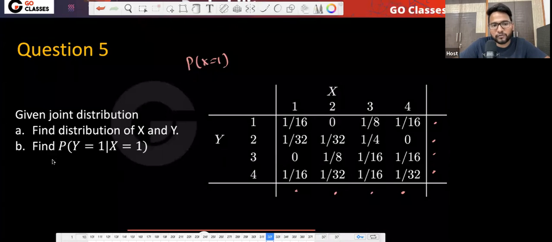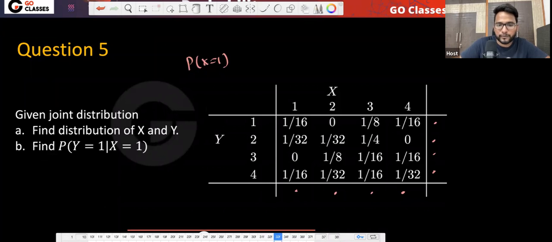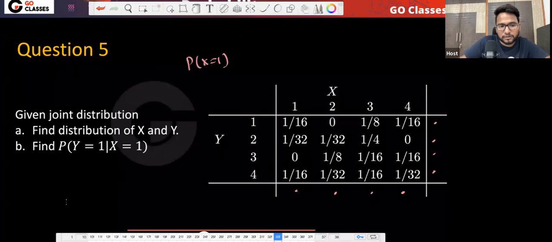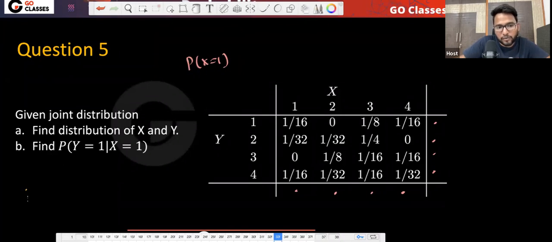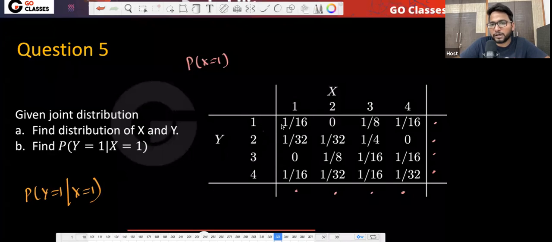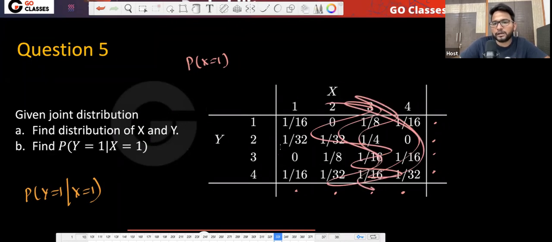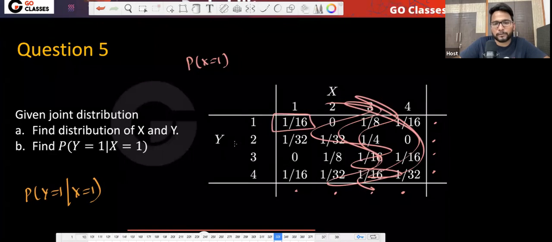Now let's just see this. Find the probability of y being 1 given that x is 1. It might be interesting, so let's find it out. Again, you can directly use the formula, or you can say that, given x equal to 1, just forget all of this, and then the probability of y being 1. Is 1 by 16 the correct answer or not?